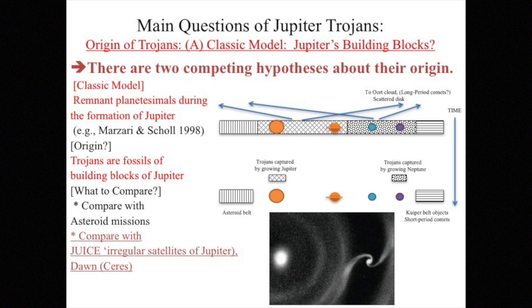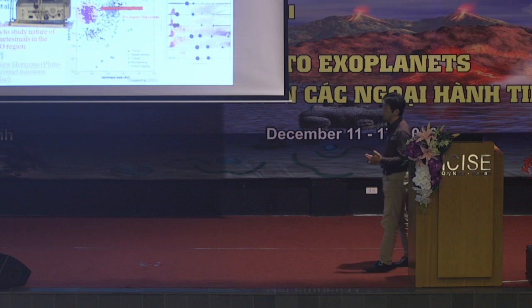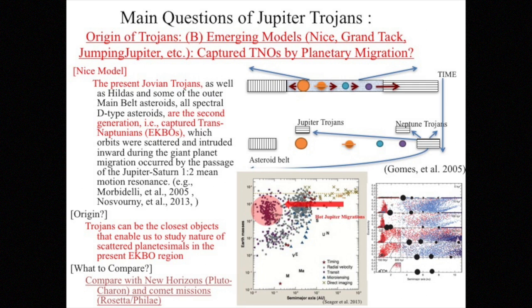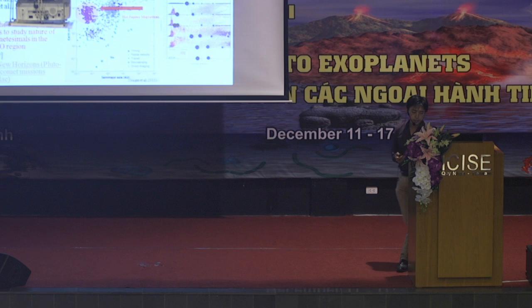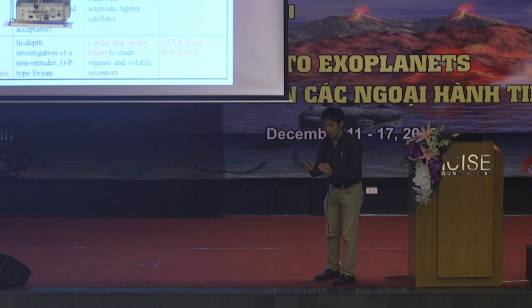There is a competing hypothesis about the origin of the Trojans. The classic one is that they are just remnants, leftovers from building Jupiter. That was the old view, and the present view is that present-day Jupiter Trojans actually migrated as a second generation from farther out in the Kuiper Belt area. So in order to find out, we have to go there and do some census. That's a new frontier theme for the United States. But for us in Japan, we don't have as strong a rocket as they have, so we decided to do one detailed study of one well-known asteroid.